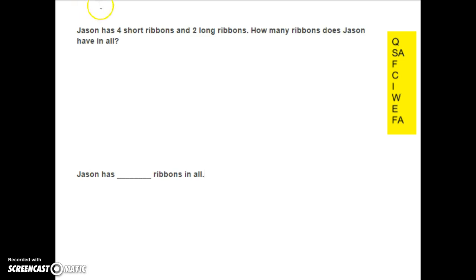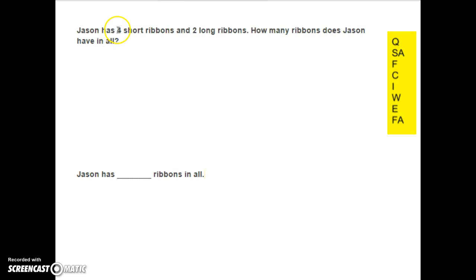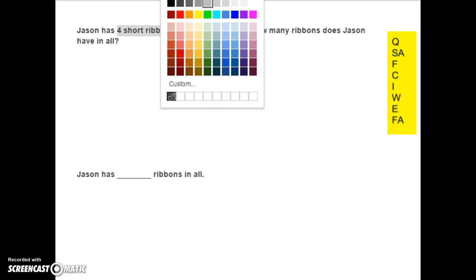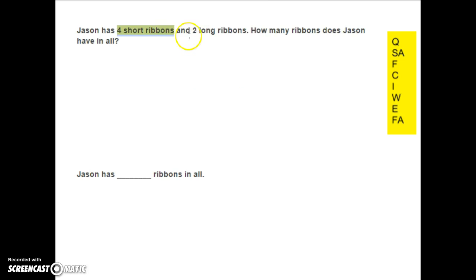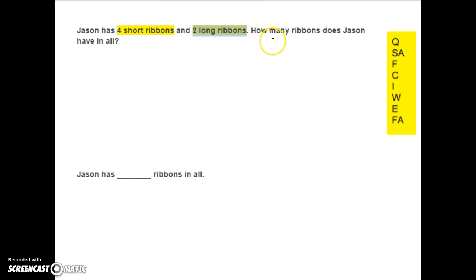Facts. My next job is to find the facts in the question, things that help me know what the math pieces are to this. Today I'm going to highlight those on my Chromebook. And here I see 4 short ribbons as one of the math facts. And 2 long ribbons. And those are all the math things that I'm seeing right now.